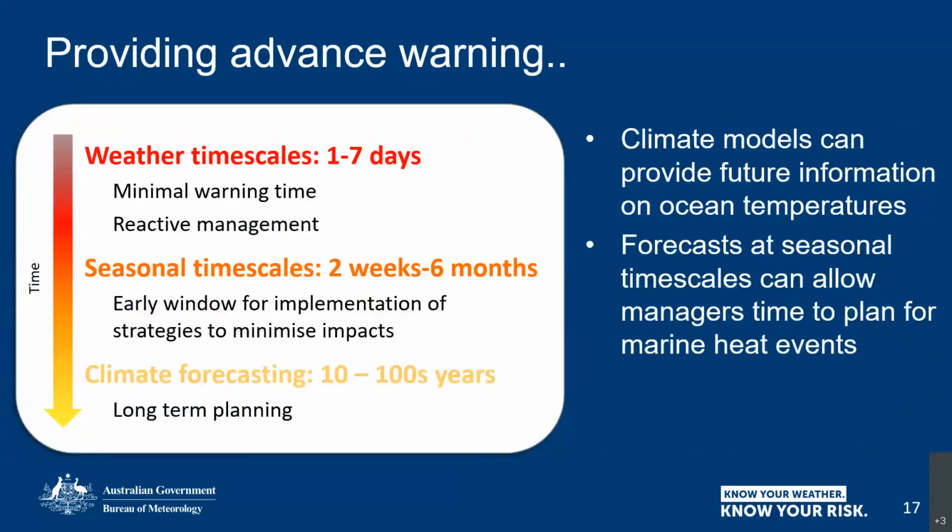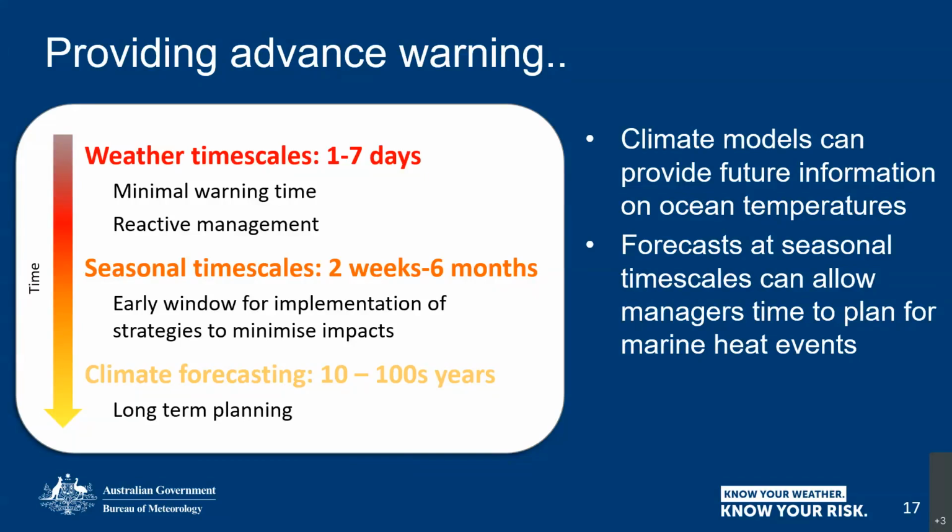So if the oceans are warming and there's more extreme events, what can we do about it? If we actually knew, or stakeholders knew in advance, that a marine heat wave was going to occur, could they do something about it? So climate models can actually provide future information on ocean temperatures. And the timescales that we're talking about today are seasonal timescales. So in the image on the left, in the weather timescales, we're talking 1 to 7 days. This is when you would look at a weather forecast.